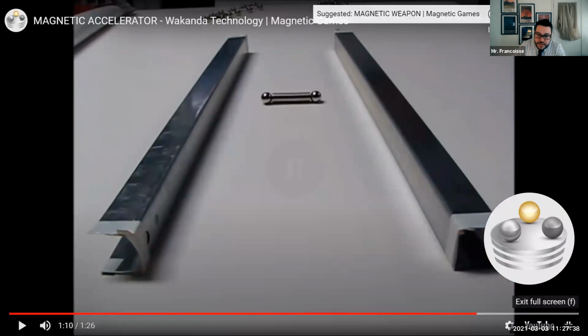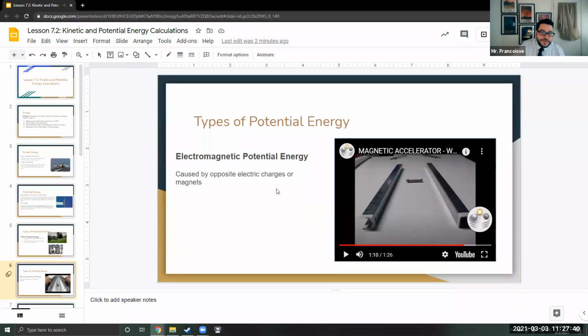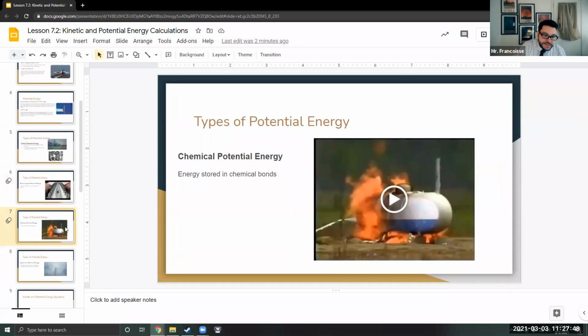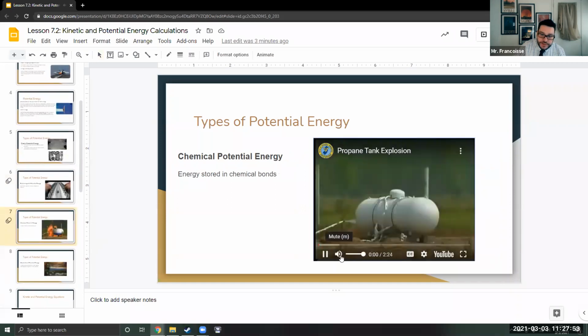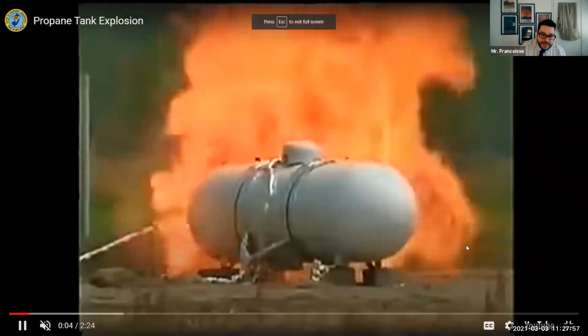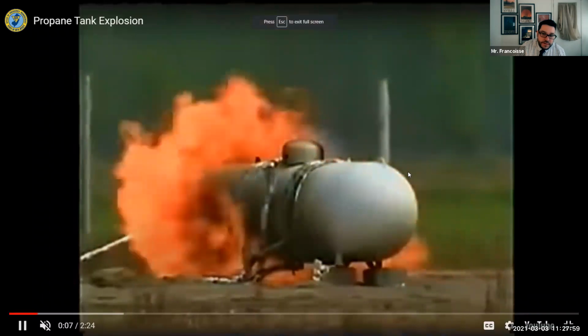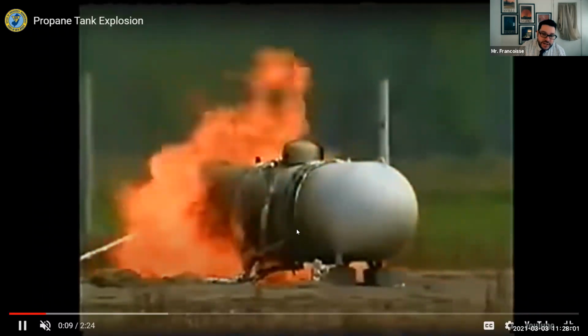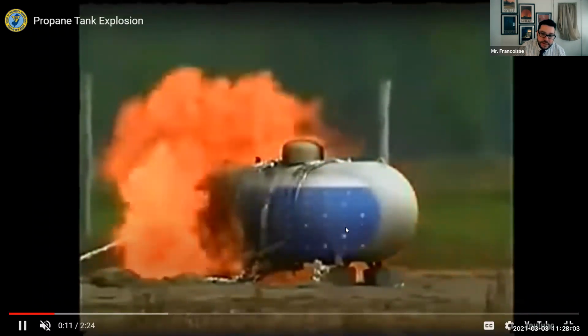Cool. So that would be another type of potential energy. This is made up of the shape or what the objects are made of. Our last couple types, so here we have chemical potential energy. Here we have a propane tank. There's energy that's stored inside this propane tank.